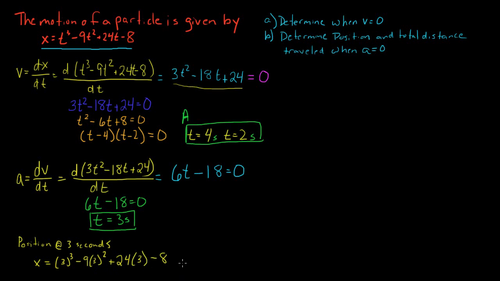And this should be 10. The problem specified that this was in inches. So at 3 seconds, when our acceleration is 0, we have moved 10 inches. Or we're at position 10 inches.